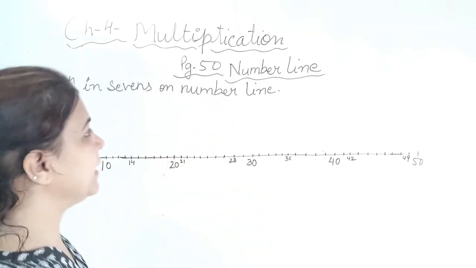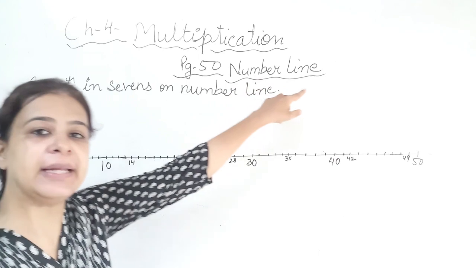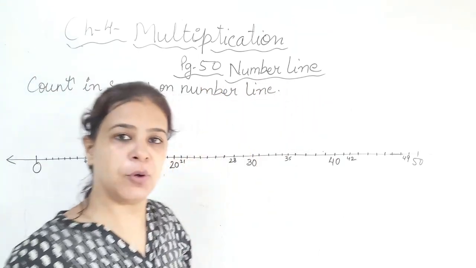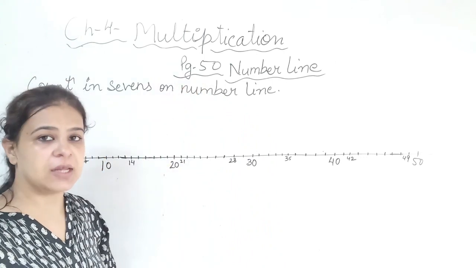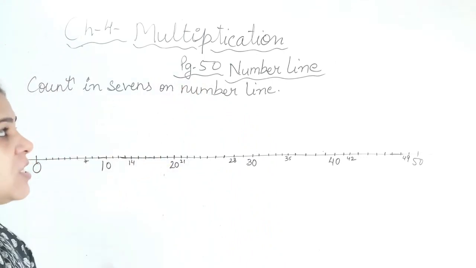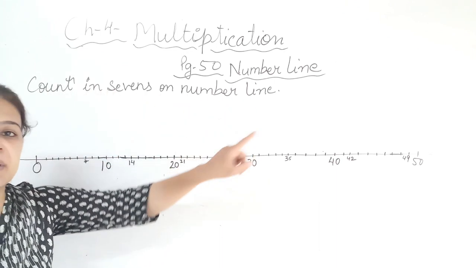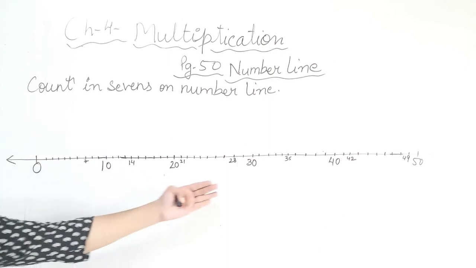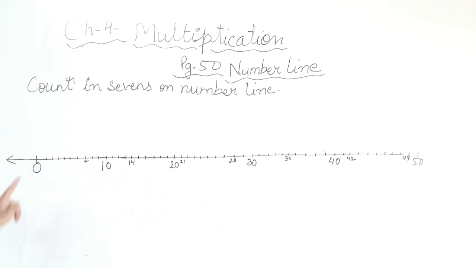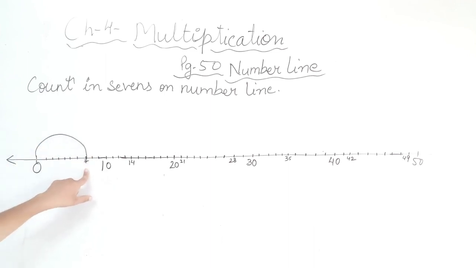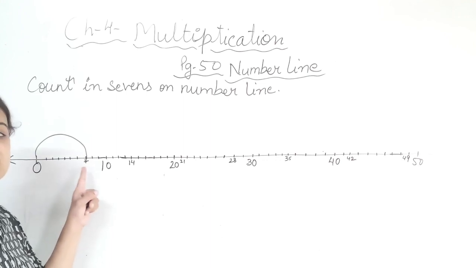Okay, now children, I will teach you this number line. The number line is already given in your maths time book on page number 50. You all can see this number line on page number 50. Now the question says count in sevens on the number line. So this is the number line given in front of you all. So let us jump from 0. I will start here. I will stop my jumping on 7.